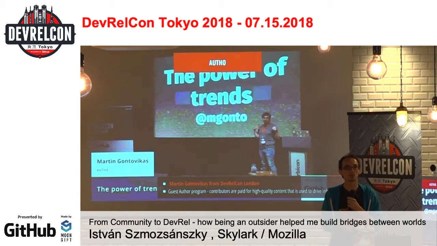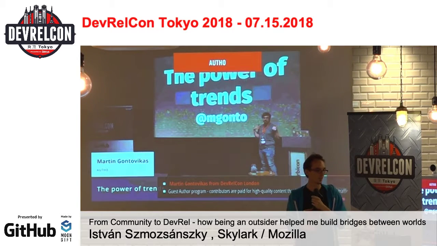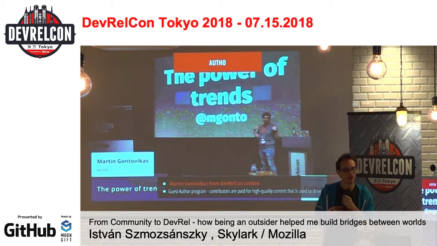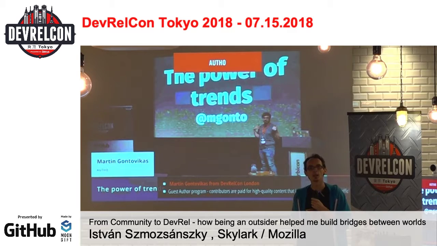At the same conference, Martin Gonto was talking about how they are actually paying their contributors. They figured out that the number one way to drive people to adopt Auth0, from Auth0, to adopt our APIs and spread the word, is to drive traffic to our website. So how do we drive traffic to our website?